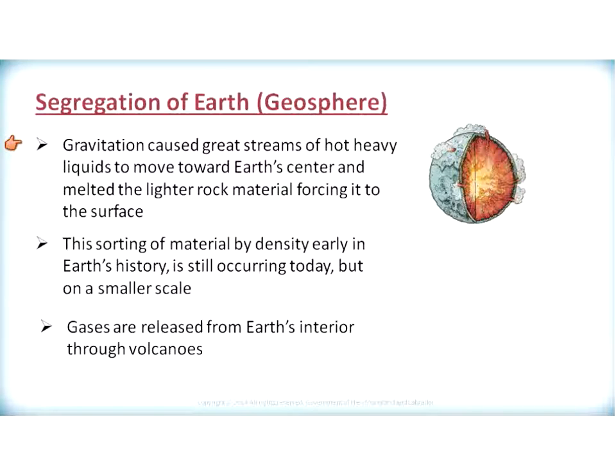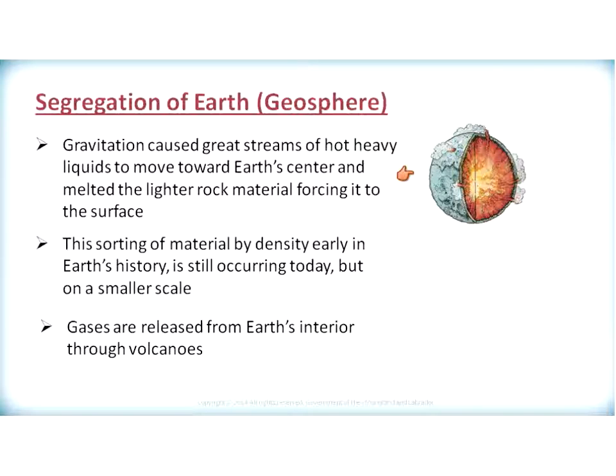As the Earth's interior melted, gravitation took over and caused great streams of hot, heavy liquids to move toward the center of Earth and melted the lighter material, which forced it to the surface. This sorting of material by density early in Earth's history is still occurring today, but on a much smaller scale. Gases that are released from Earth's interior are released through volcanoes.